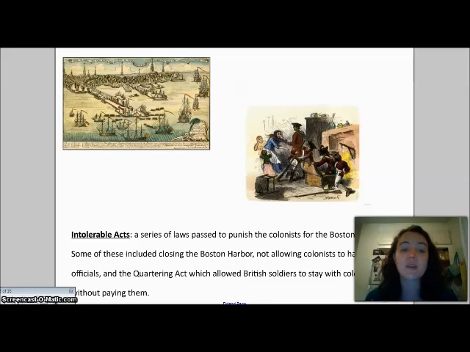They didn't allow the colonists to have elected officials. They had the Quartering Act, which I need to say very clearly so that you know what I'm talking about, which allowed the British soldiers to stay with colonists without paying them. They also did things like take the criminals to Great Britain to be tried rather than trying them in Massachusetts, where they had been doing all the trials for criminals in the colonies. So the Intolerable Acts were named the Intolerable Acts because the colonists weren't going to tolerate it.